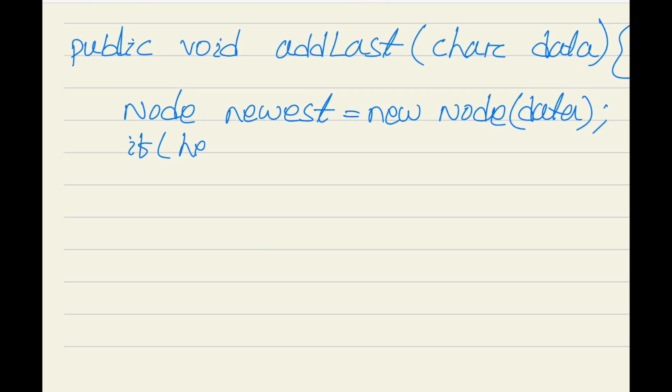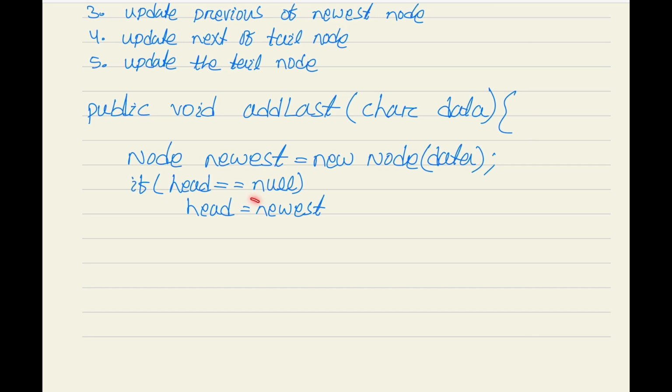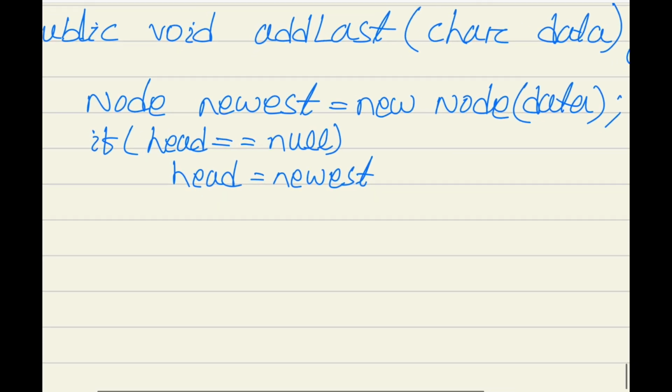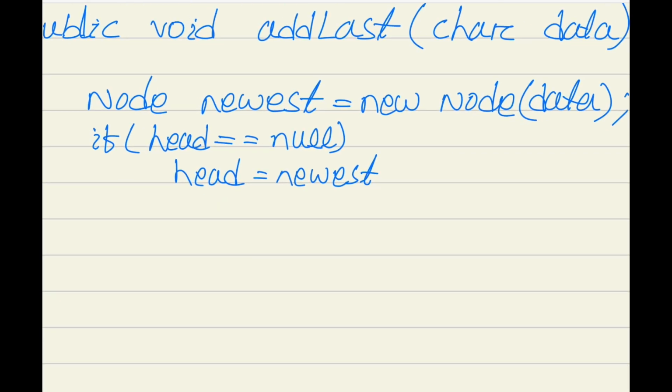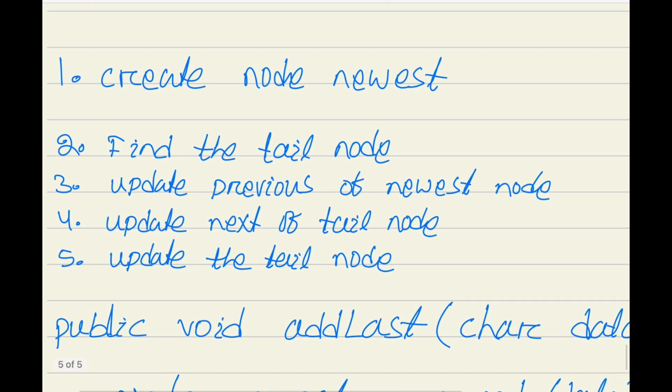if head equal to null, that means the list is empty, then head equal to newest, that means head is going to refer to the newly created node, that means the newest. Else part, that means if the list is not empty, some nodes are already there, then what is the step we need to follow? So find the tail node.